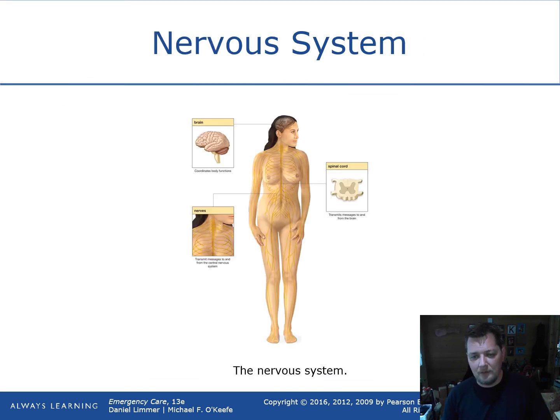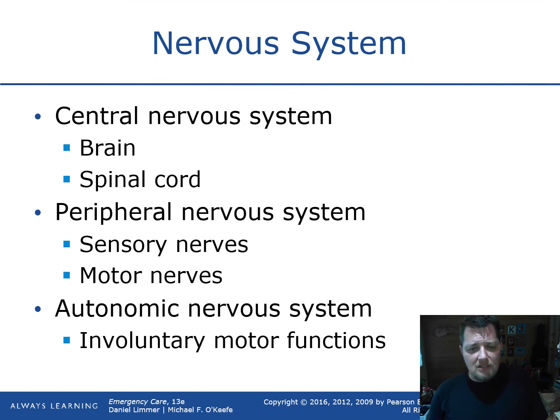So the nervous system, okay, the nervous system runs along with the arteries and the veins and all of that, and it contains the nerves that go back up into the brain, to the spinal cord, to the brain, and feeds the brain information. Okay, so you've got your central nervous system that includes your brain and your spinal cord. You've got a peripheral nervous system, which are sensory nerves and motor nerves, and then you've got your autonomic nervous system, and those are your involuntary motor functions.